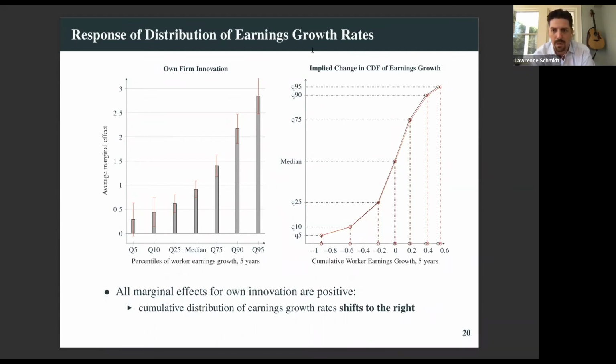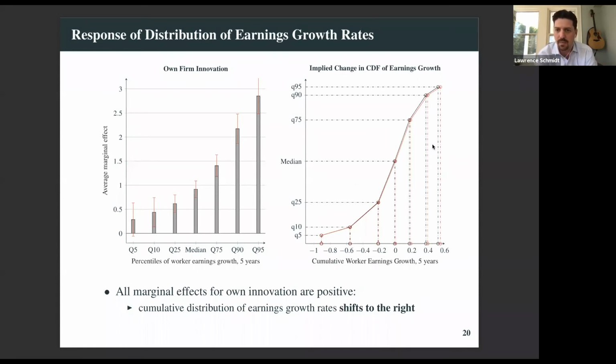Okay, so what this is showing is I'm basically estimating for each worker, based on their ex ante characteristics, a model of the whole CDF of changes in earnings growth. So if you look at the right panel, this would basically say, how does the median outcome change? How does the 75th percentile, the 90th, and the 95th? How does each one of these points on the CDF change if my own firm develops a new technology? Specifically, if that own firm innovation measure is 1 standard deviation larger.